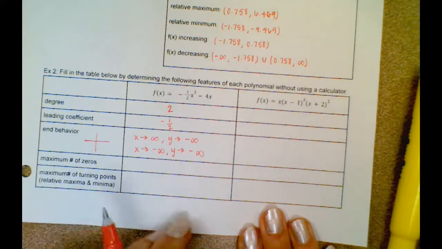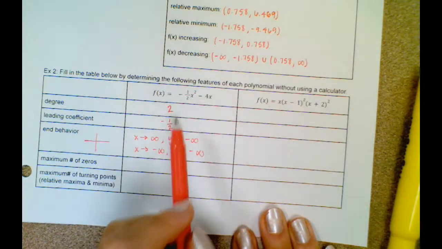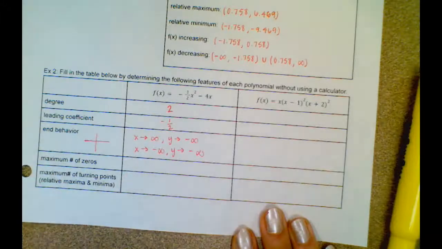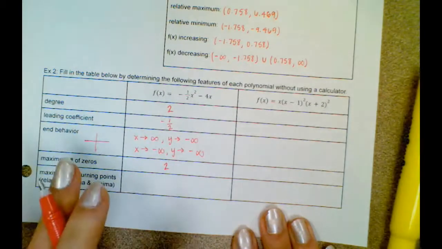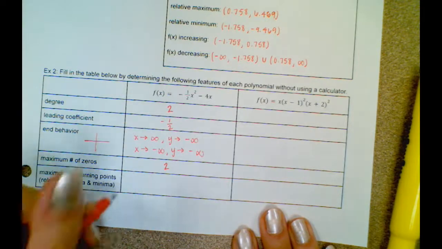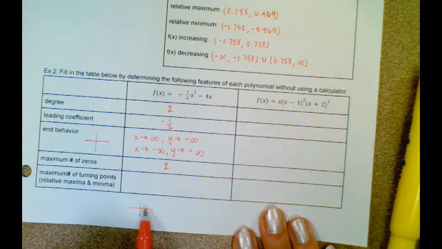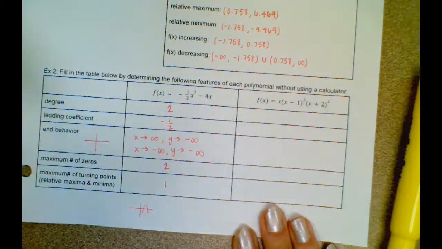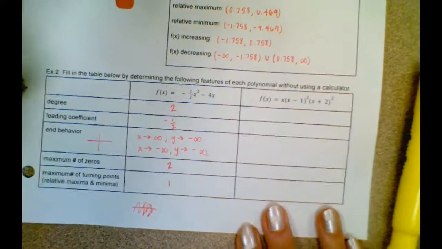Okay, maximum number of zeros. Well, this has a degree of 2, so that means I can cross my x-axis the most amount of times, 2 times. Remember, that's just the maximum. It's not asking for the exact amount. And then the maximum number of turning points, that means how many relative max and min you have. Well, if you think of it, if you can have 2 zeros, it's probably going to look something like this, right? So you would only have 1 max or min, okay? So there's kind of like an idea. Now that's not the graph necessarily, but just to give you an idea.